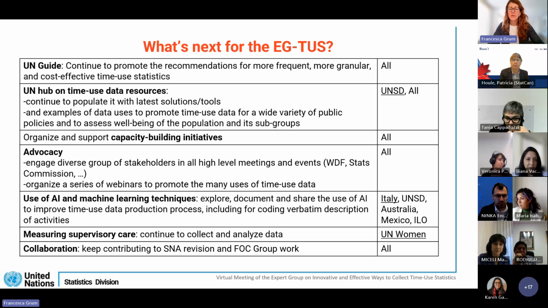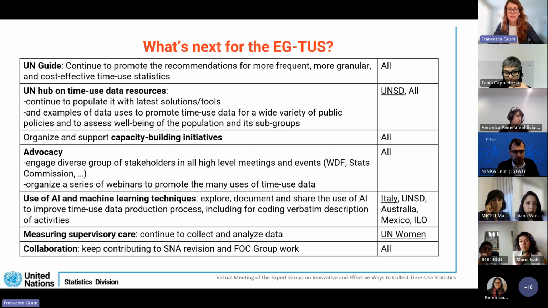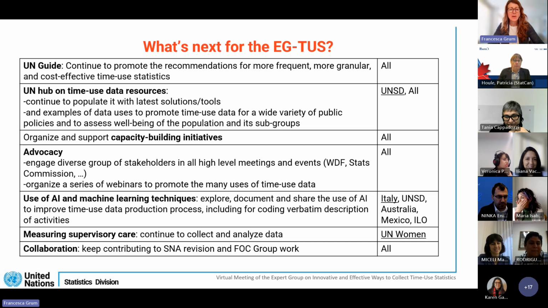So we are proposing that the group continue to promote the recommendations that we have all elaborated together, and they are summarized in the publication, to promote more frequent, more granular, and probably most cost-effective time use statistics. That's a job for all of us. We are also asking your help, as I said, to continue to populate the hub on time use data resources. We know, because of 3 days of discussion with you, the fantastic job that you are doing and the many solutions and tools that you are developing. So if you have the time to also document those initiatives and if you can maybe share a short version with us, we are happy to take any language you have and translate it on our side. We'll use ChatGPT maybe, and then you check if the translation is good. I'm joking.